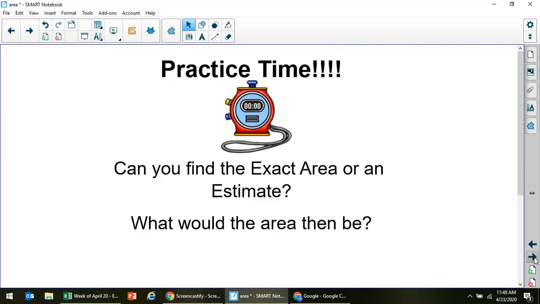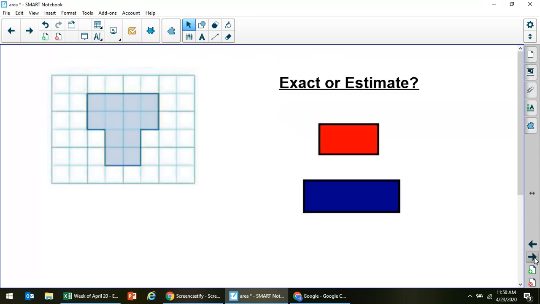Practice time. We're going to figure out if you can find the exact area, or is it an estimate, and what would that area be? Is it exactly 36 squared units, or is it about 27 squared units? So let's take some time to practice this. Take a look at this shape. You're looking at the blocks that are filled in. Would this be an exact amount, or, I'm sorry, an estimate, a guess on how much is being covered? Go ahead and shout it out.